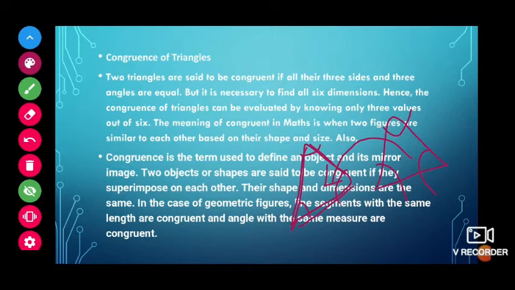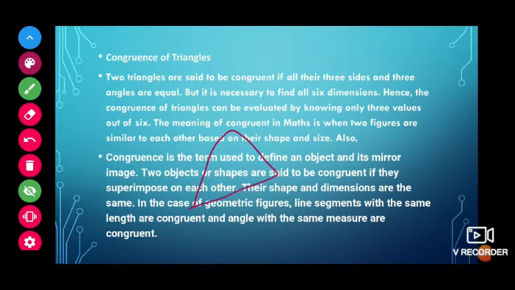Next, congruence also means that one triangle will be like a mirror image of the other. Not only triangles, whenever we take two geometric figures, we can say that one is a mirror image of the first object. Now children, as I told you, all six dimensions should be the same, meaning all the angles should be the same, and all the sides should be the same.